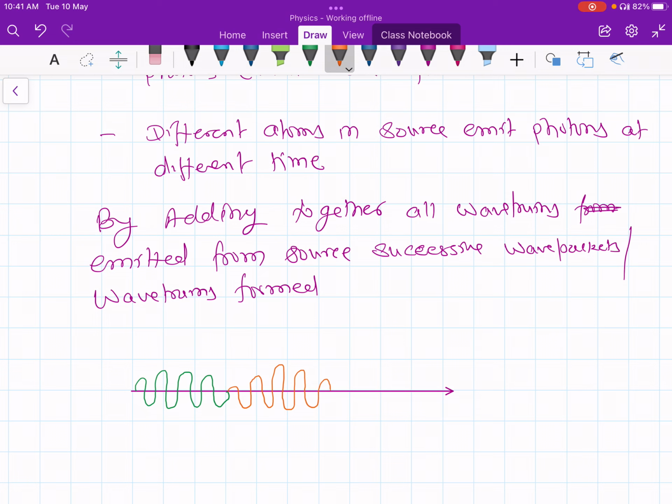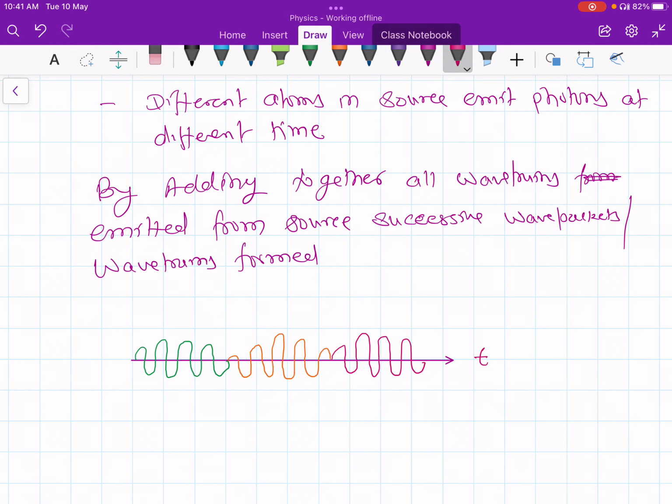This is another wave packet, and this is the third wave packet. So these successive wave packets are formed by adding wave trains from all atoms. Successive wave packets are formed. This axis is the axis.